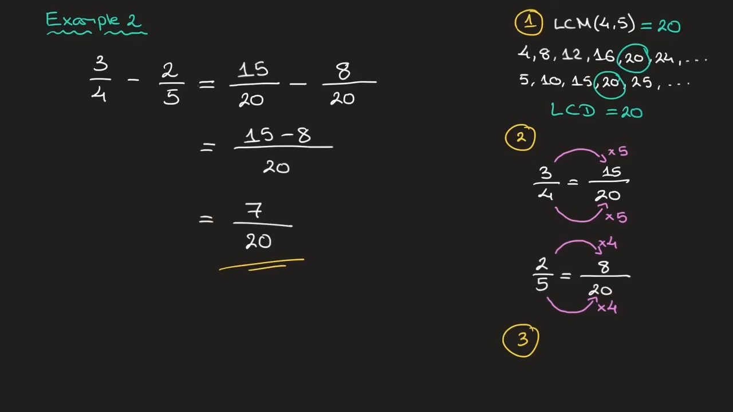And we're done. We've just subtracted 2 over 5 from 3 over 4 by finding the two fractions' least common denominator. And there we have it. That's it for this tutorial.